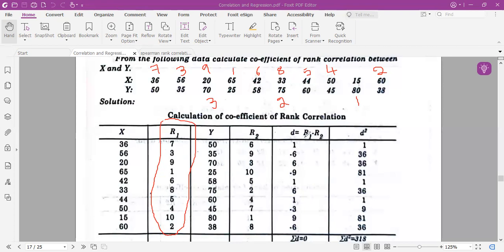Then you have to calculate D. D is equal to R1 minus R2. In total, you will find that sigma D comes to 0. Then you have to calculate D square, that is, you have to square these values. So 1, then 6 squared is 36, 9 squared is 81. Like that, the total comes to 318.